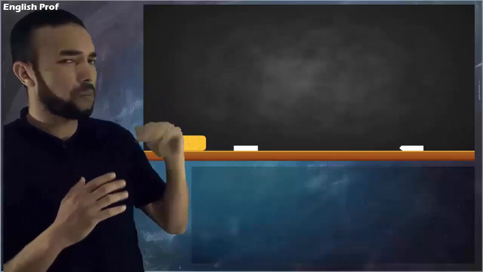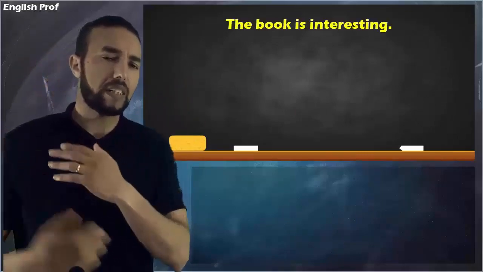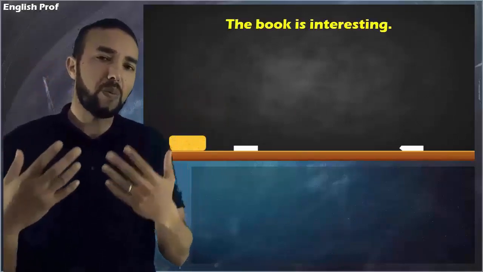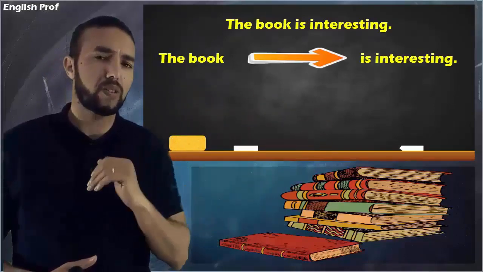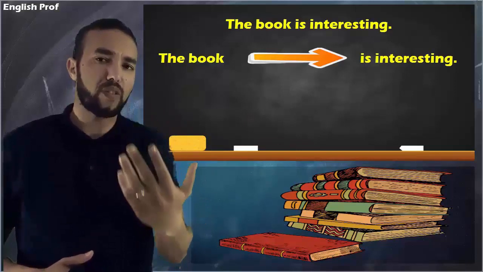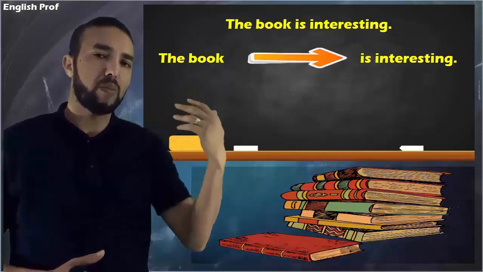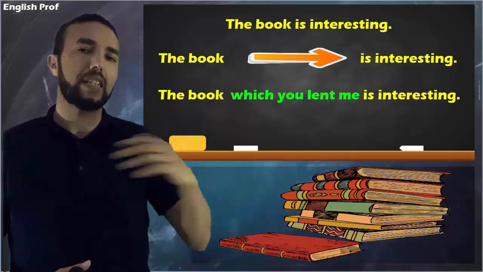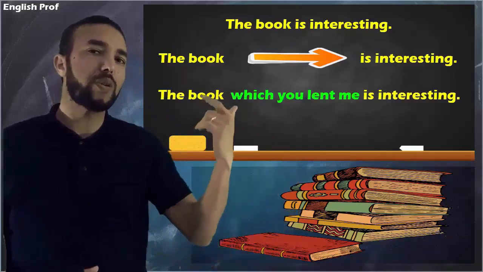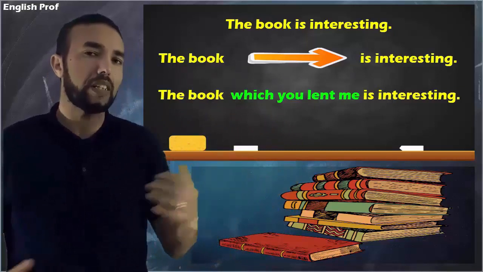I could say, for example, the book is interesting. The message here is what? The book is interesting. Say the book, which book? So you have to give us more information about the book. The book which you lent me last time is interesting. The book which you gave me last time is very interesting.